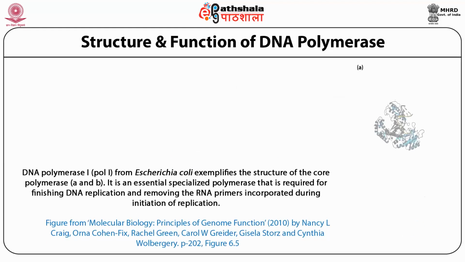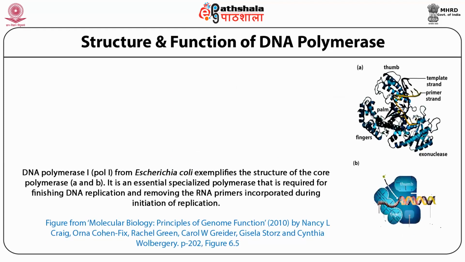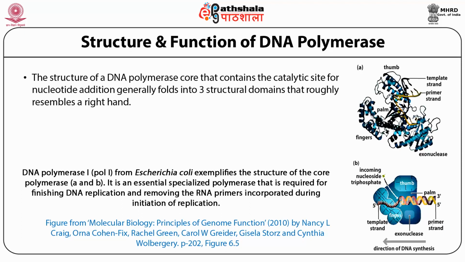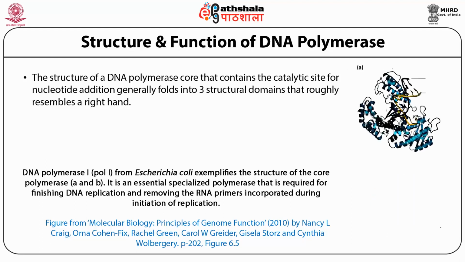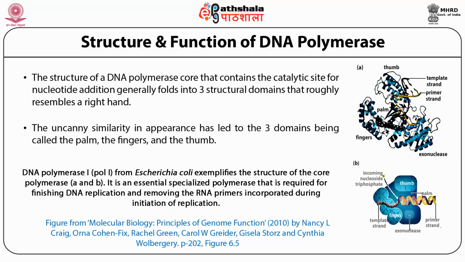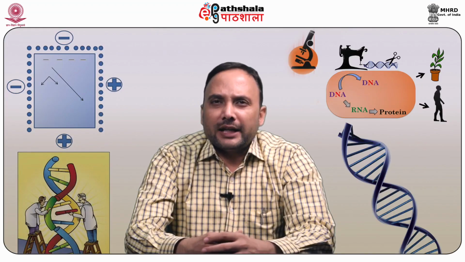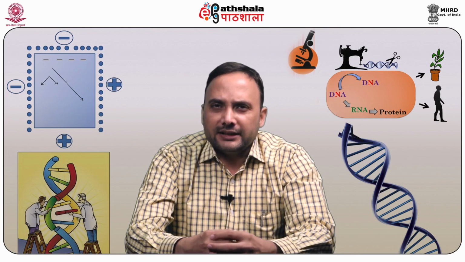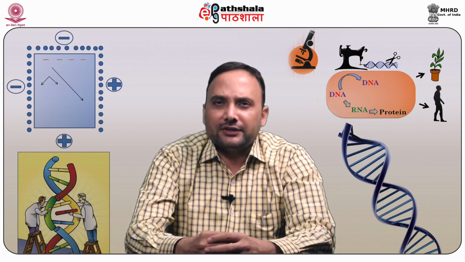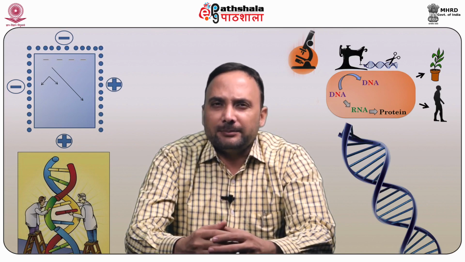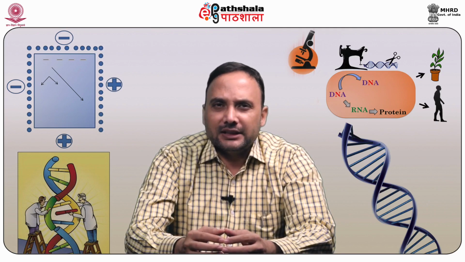Now let's talk about structure and function of DNA polymerase. The structure of DNA polymerase core that contains the catalytic site for nucleotide addition generally folds into three structural domains that roughly resembles a right hand. The uncanny similarity in appearance has led to the three domains being called the palm, the fingers, and the thumb. The DNA polymerase core has been found to be the most highly conserved component of the polymerase enzyme complex in both multiple as well as single subunit enzymes.